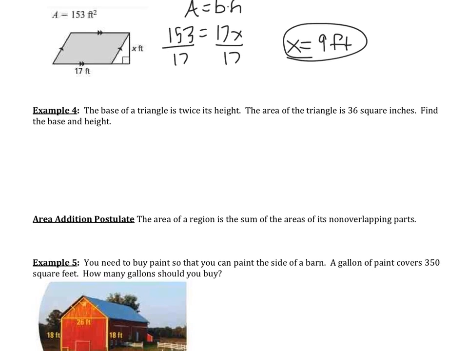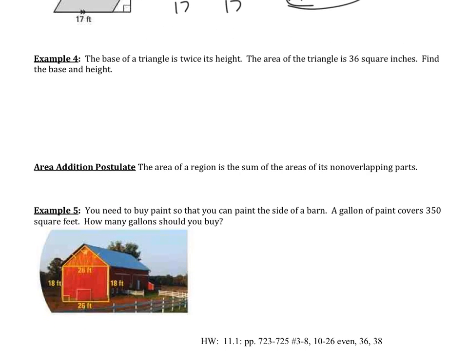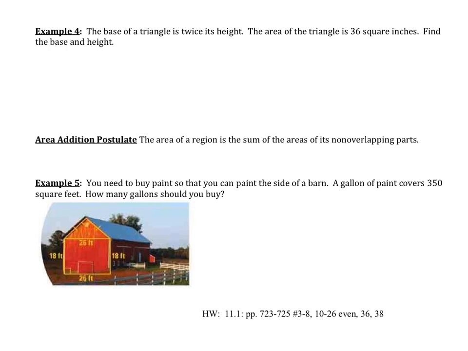All right, my next example, example 4, the base of a triangle is twice its height. The area of the triangle is 36 square inches. Find the base and the height. All right, again, I'm going to go ahead and draw this. It's hard for me to do this sometimes without a picture. So I've got my triangle. These triangles look just awful, and I apologize for that. My height, let's see, do I know what my height is? No, I don't. So I'm just going to label that H.